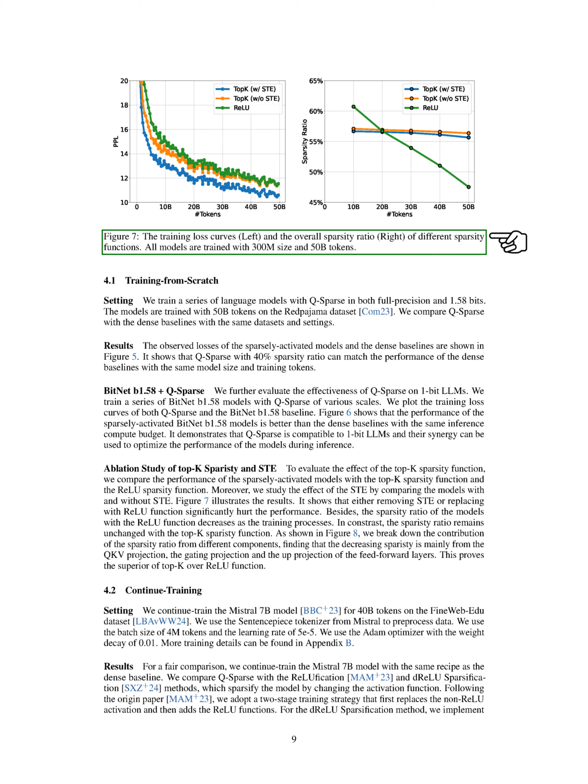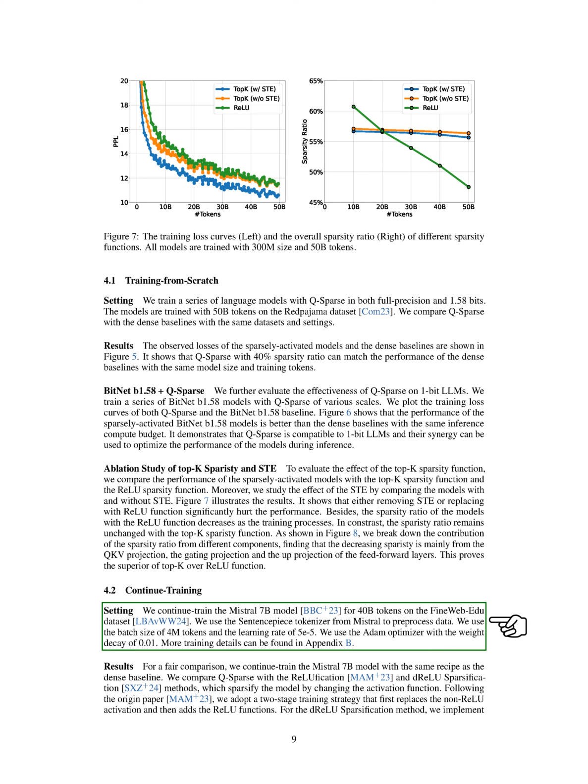We also observe that the sparsity ratio in models using the ReLU function decreases over the training process, while the sparsity ratio remains stable in models using the top-K sparsity function. Our analysis reveals that the decline in sparsity primarily comes from the QKV projection, the gating projection, and the up projection of the feed-forward layers, confirming the superiority of the top-K function over ReLU.